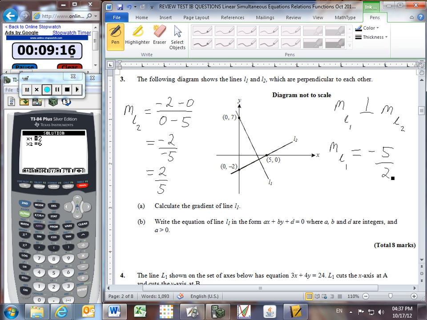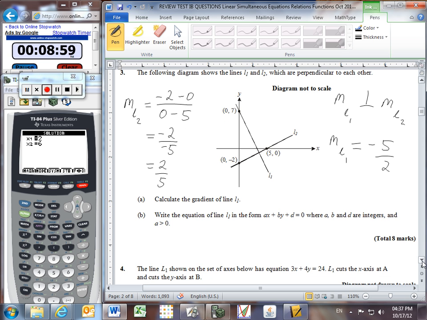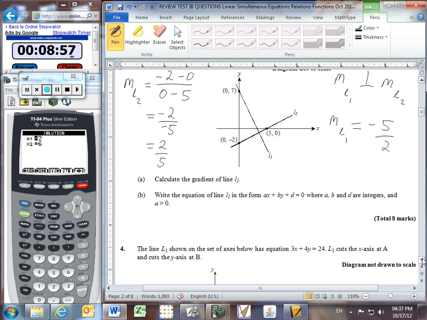Part B, we need to write the equation of line L1 in standard form, where the coefficients A, B, and D are integers, and A is greater than 0. Well, why don't we just start by finding the equation of the line in slope-intercept form, because that's a bit more familiar for us. So we know that in y equals mx plus b, in our situation, our slope of line 1 is -5 over 2.